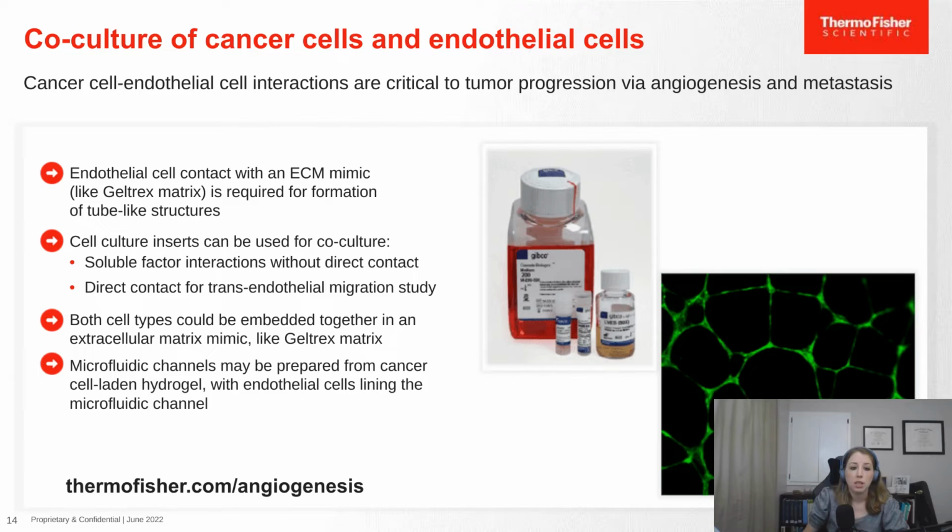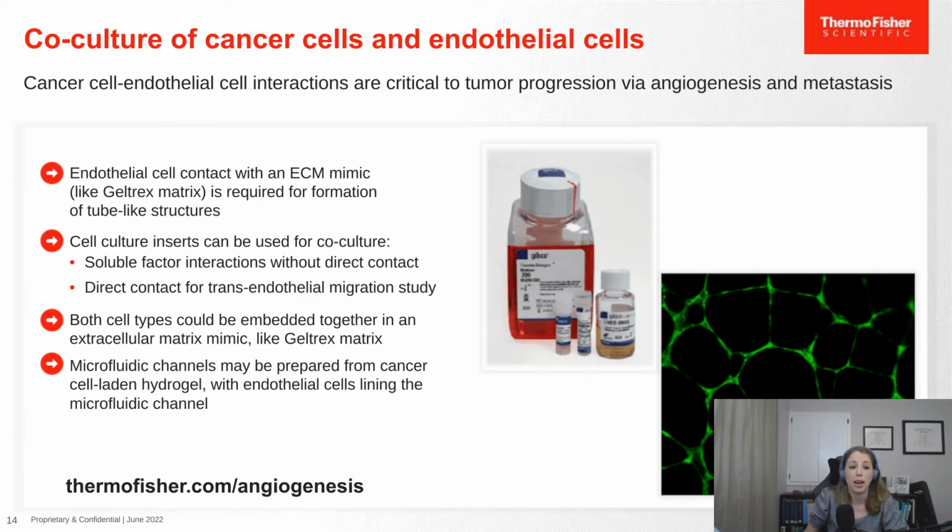These types of studies can be done with cell culture in several ways. For modeling angiogenesis in vitro, endothelial cells must be cultured with an extracellular matrix mimic or basement membrane extract like Geltrex in order to form tube-like structures and networks. If you'd like to study the impact of secreted factor crosstalk between endothelial cells and cancer cells, this can be accomplished with co-culture and cell culture inserts.